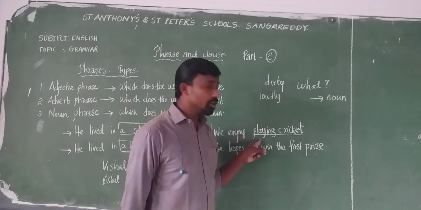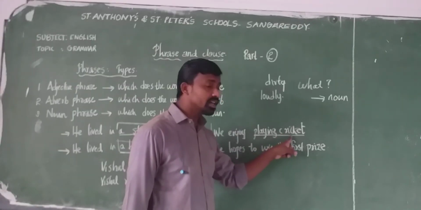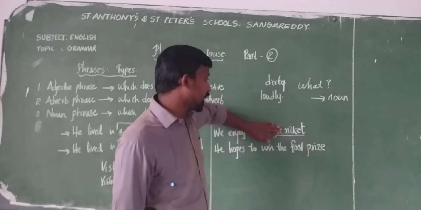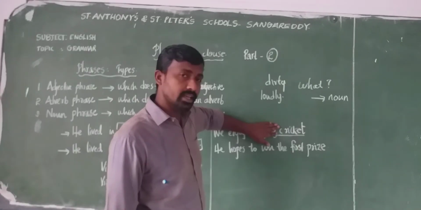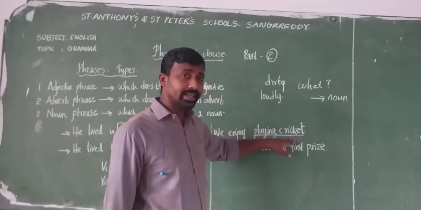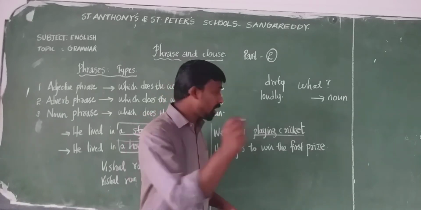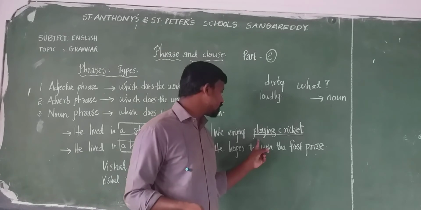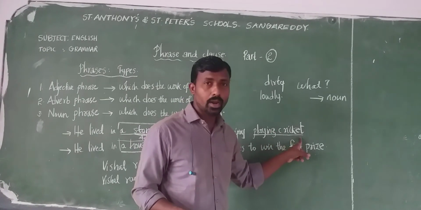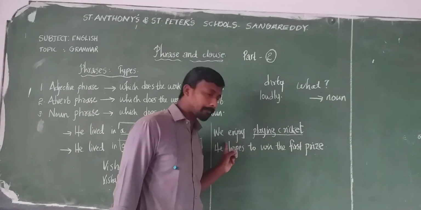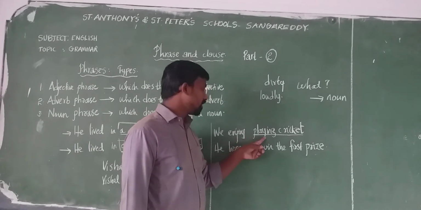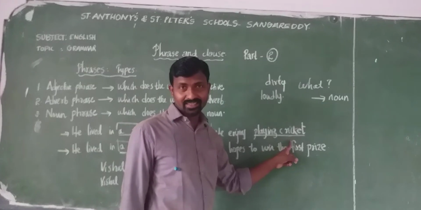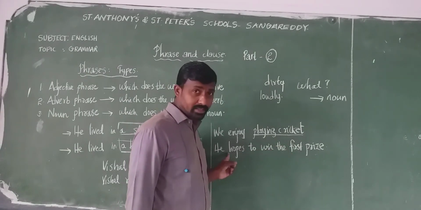So we enjoy. What do we enjoy? Playing cricket. I have used two words here, so it can be considered as a noun phrase. I can say we enjoy only cricket. If I can say we enjoy cricket, I can say definitely cricket is a noun. But if I write playing cricket, that is also a part of the noun. Remember, by seeing the word play, don't immediately think that it is a verb, because I have used this as a part of the noun phrase. So in this sentence, which is the verb? Enjoy is the verb. So what do I enjoy? Playing cricket.